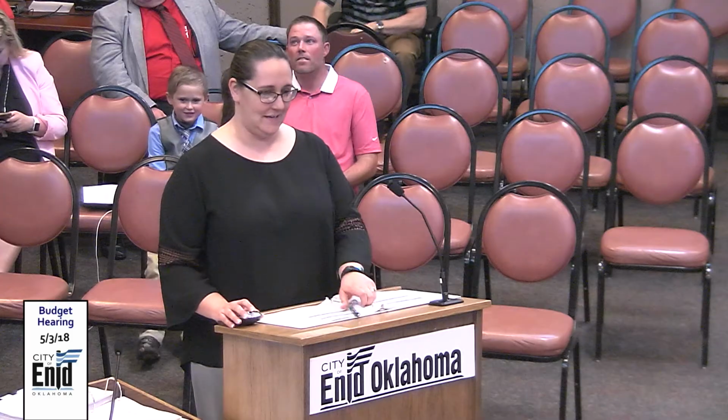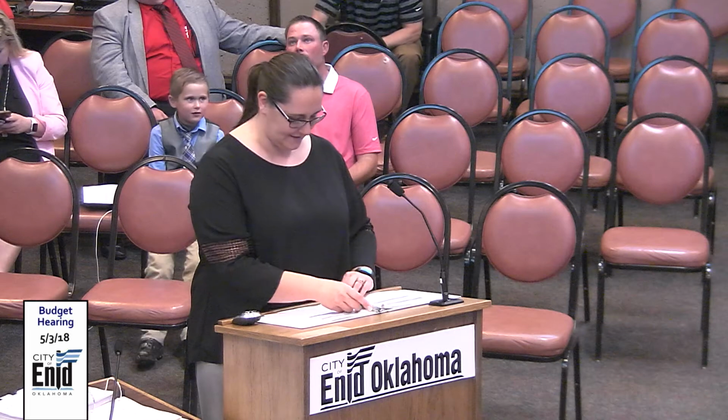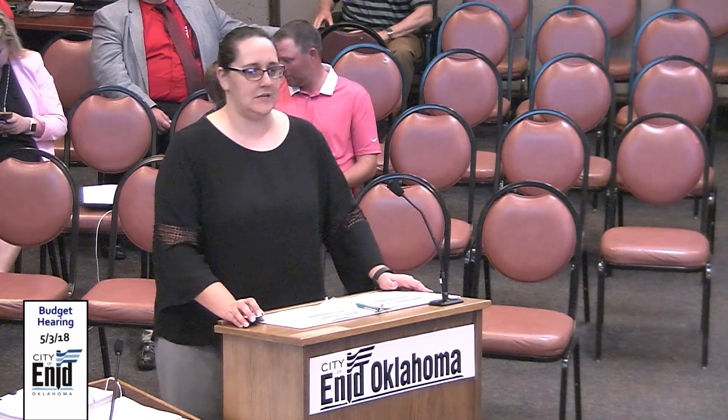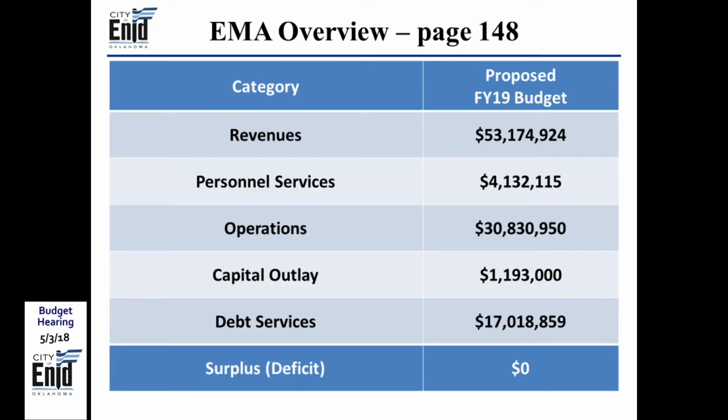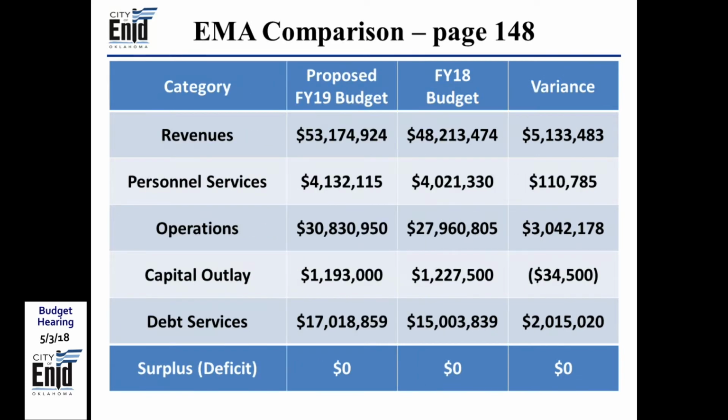Aaron? All right. EMA starts on page 148. Overall, this year, we are projecting revenues of $53 million. Personnel is $4.1 million of that. Operations, $30.8 million. Capital outlay is almost $1.2 million, and debt services of a little over $17 million. And we show a balanced budget in this fund for this year. Personnel makes up about 7%. Operations is 58%. Capital's 2%, and then the last 32% is debt service.